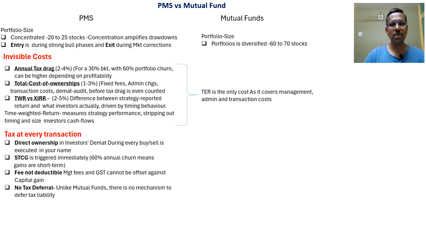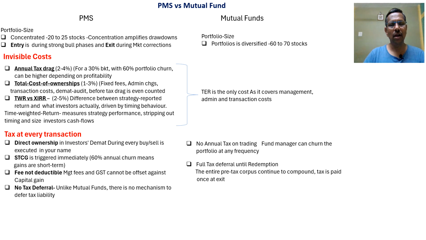Let us understand what happens in case of mutual funds. The fund manager can churn the portfolio at any frequency. The entire pre-tax corpus continues to compound since the tax is applicable only at the time of exit. Internal portfolio churn doesn't create any tax event.